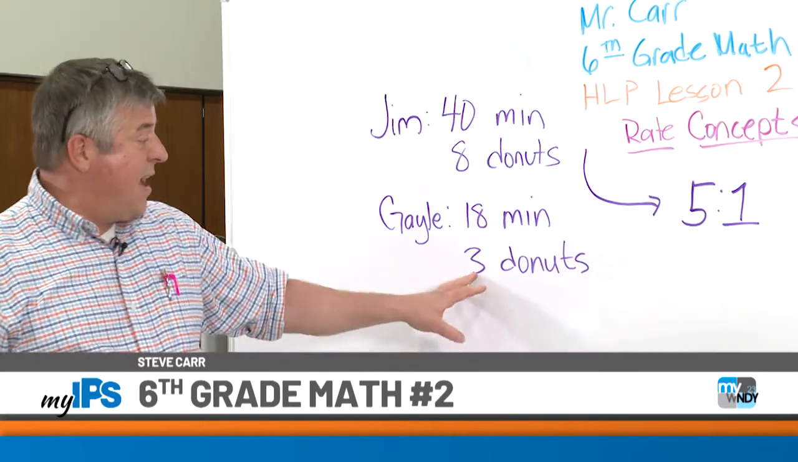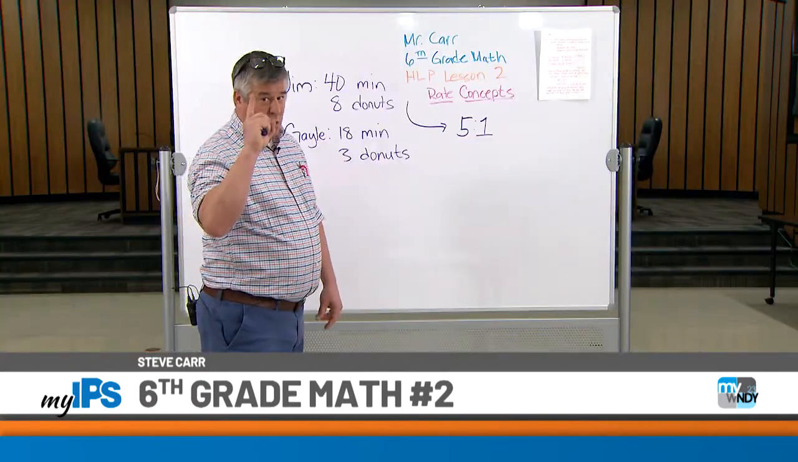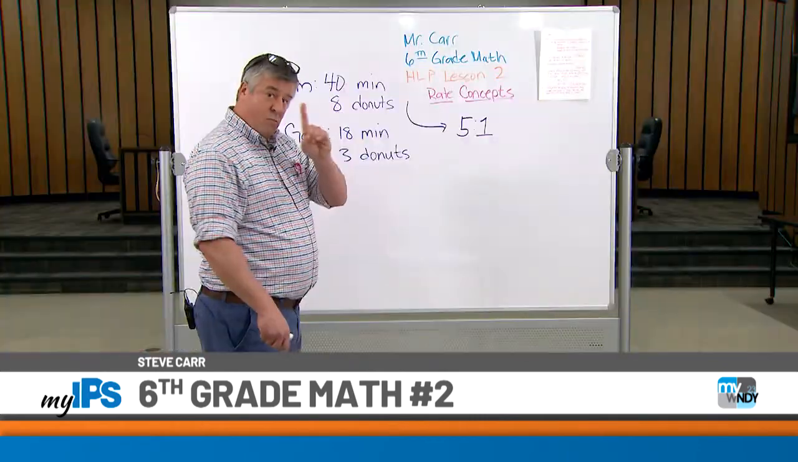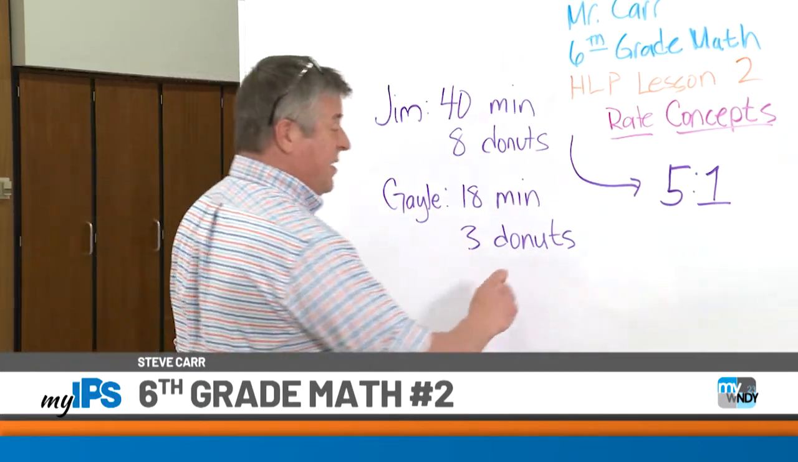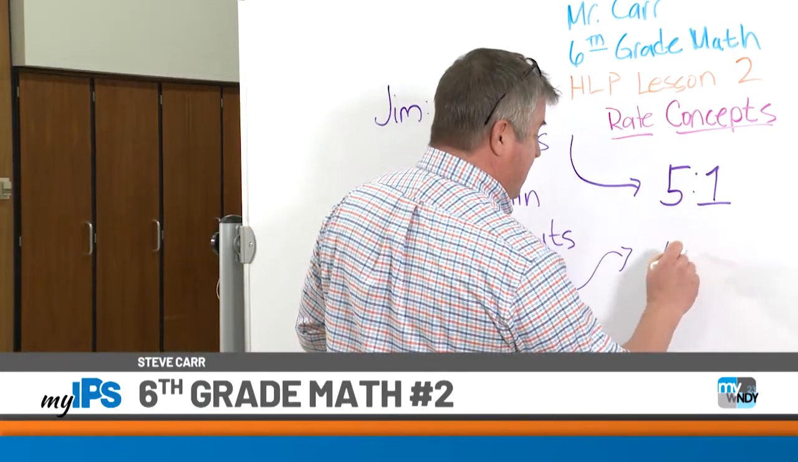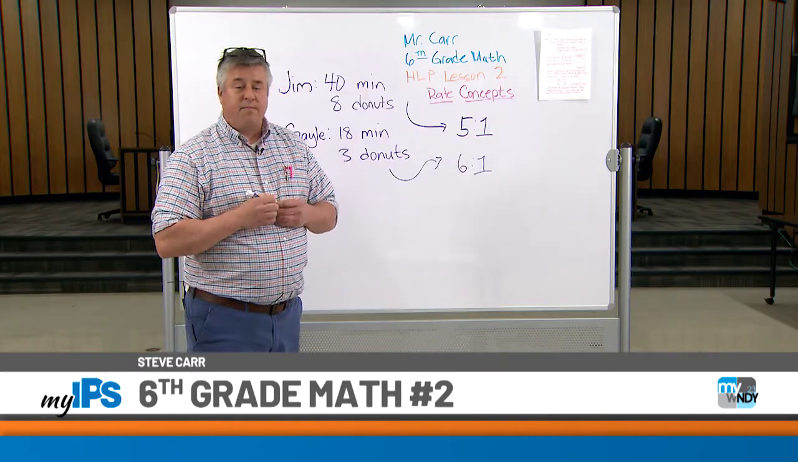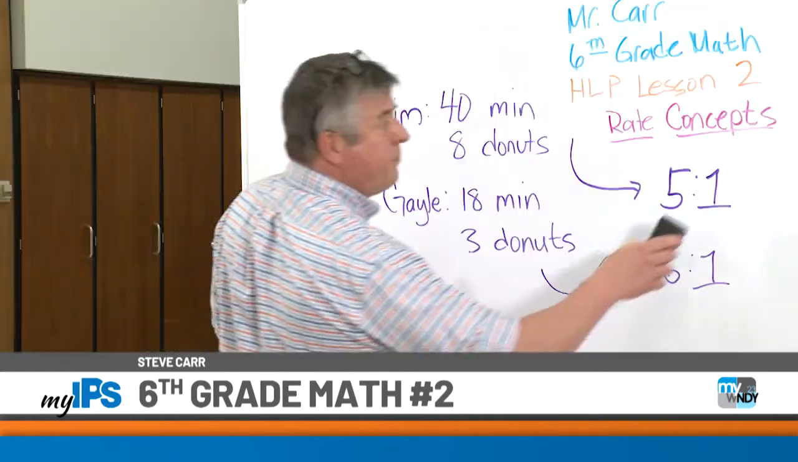Now, if we look at Gail, 3 donuts, 18 minutes. We want to know how long it takes to make 1 donut, so we're going to divide 3 by 3. We'll get 1. 18 divided by 3 gives us 6. It takes Gail 6 minutes to create 1 donut. Not quite as fast as Jim, but we don't have to hold it against her.